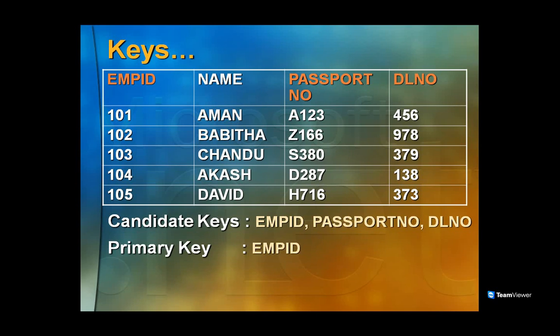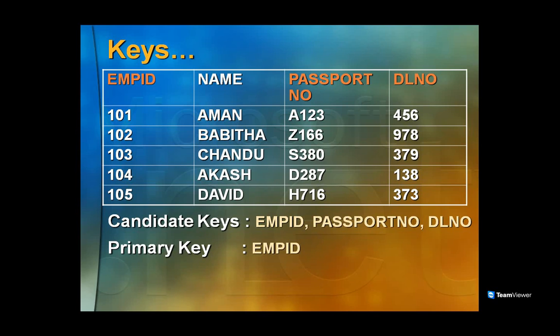Here we're talking about the employee table, so employee ID would be the primary key. But if this is the passport department, then definitely passport ID would be the primary key, not the employee ID. But if it is an RTO office, then definitely the DL, driving license number, would be the primary key. So the primary key would change depending on the domain and on the business.